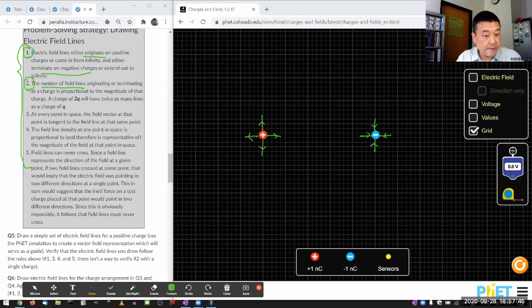And now I can't, oh wait, I haven't fully obeyed it, because if I simply end the line here, then it ended where there's no negative charge. So I have to continue this line and continue this line and connect it here.